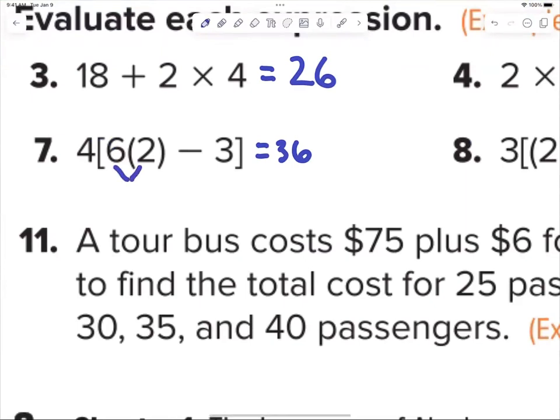So we go 6 times 2. Do we agree? And then we subtract 3. You agree with that now? All right. 6 times 2 is 12. 12 minus 3 is 9. And then 9 times 4 is 36. You agree with that? I don't know who asked me that, but hopefully that answered your question.